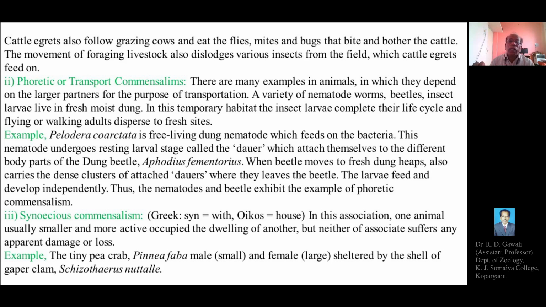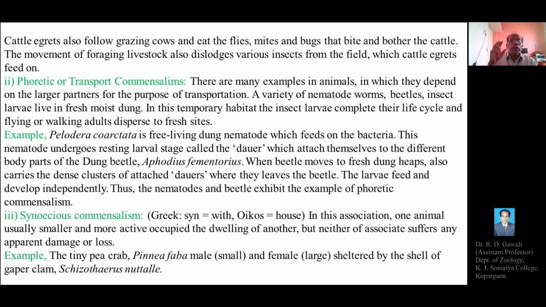The nematode larvae feed on the bacteria which are present in the fresh moist dung, feeding on the bacteria and developing independently. Thus the nematodes and the beetle exhibit the example of phoretic commensalism.